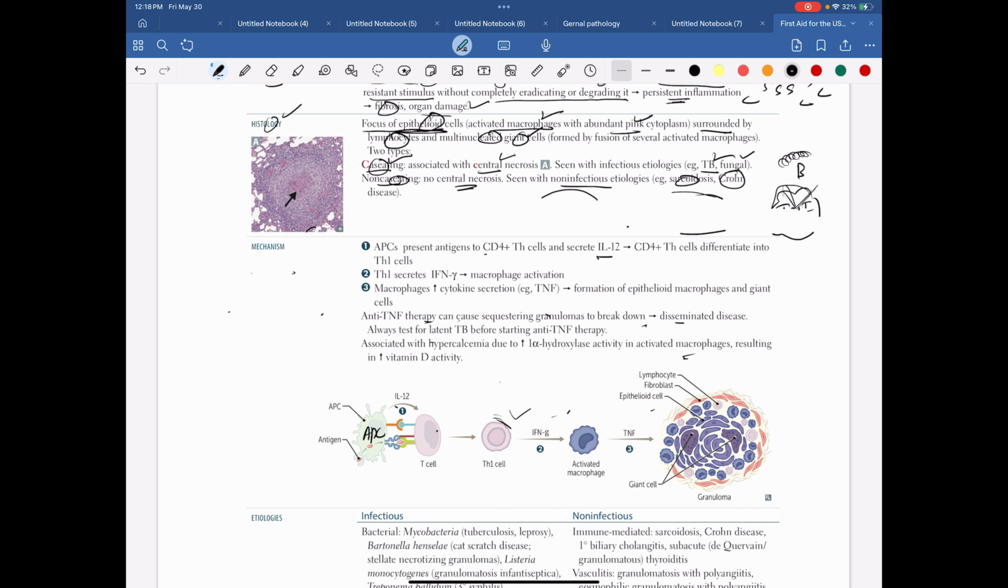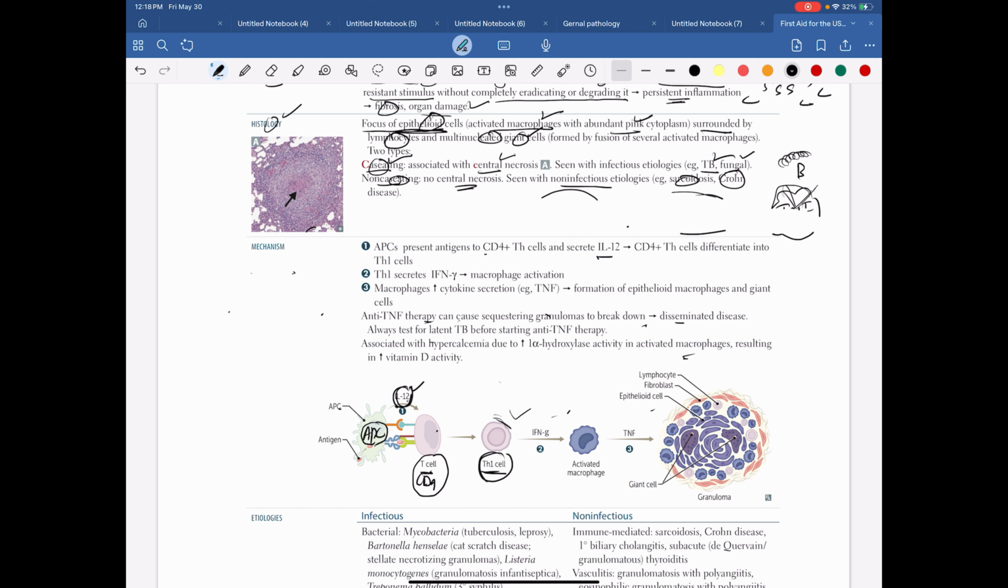This is the antigen presenting cell, which is going to take the antigen and present it to other cells. When the antigen presenting cell takes the antigen, it presents this antigen to the CD4 T helper cell. So this is the CD4 T helper cell. When the antigen presenting cell binds with the T cell, it will secrete interleukin 12. This interleukin 12 will convert the CD4 helper T cell into a T helper 1 cell.